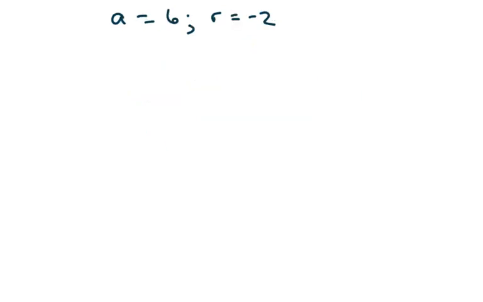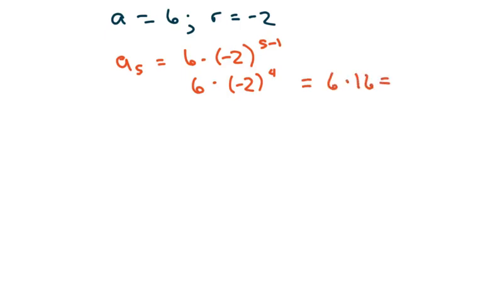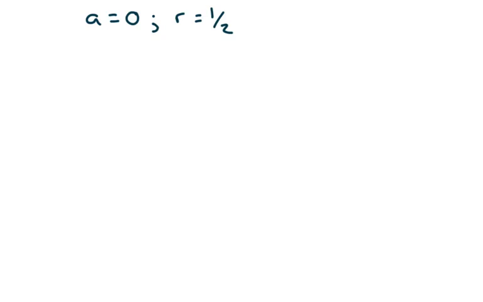Okay, the next one, we're finding the fifth term again. So that's 6 times negative 2 to the 5 minus 1, which is 6 times negative 2 to the 4th, which equals 6 times 16, which equals 96. And then our nth term, you just write the same thing basically, and it's just going to be n minus 1.